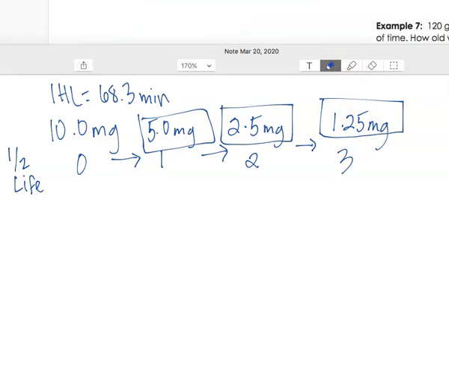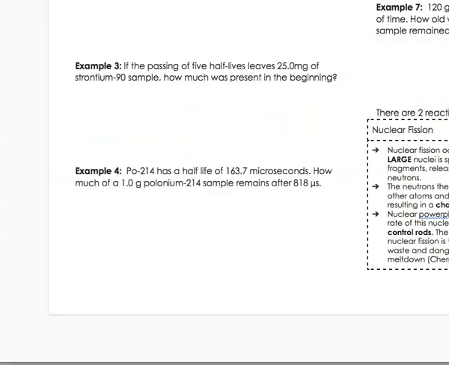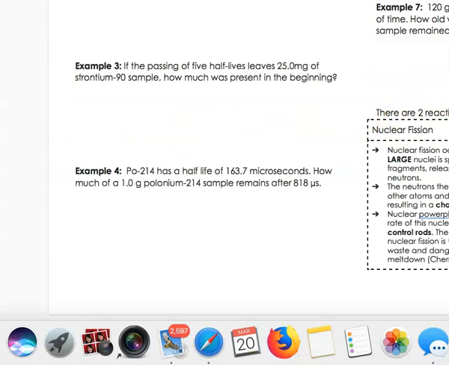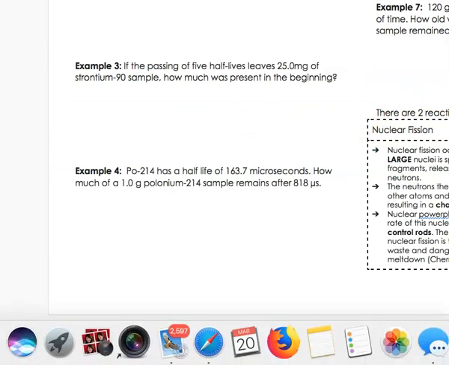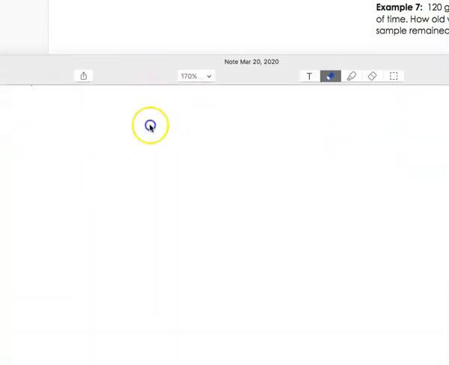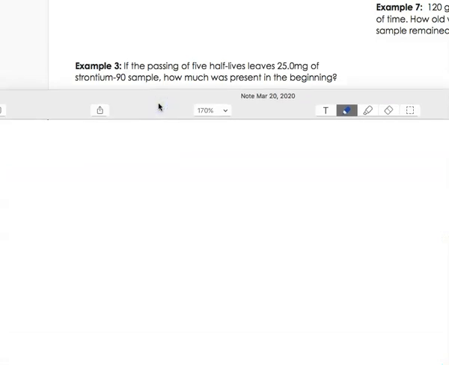All right, so let's do the third example. Third example is right there. Third one, right there. Okay, so it says, if the passing of 5 half-lives leaves 25.0 milligrams of strontium-90 sample, how much was present in the beginning?